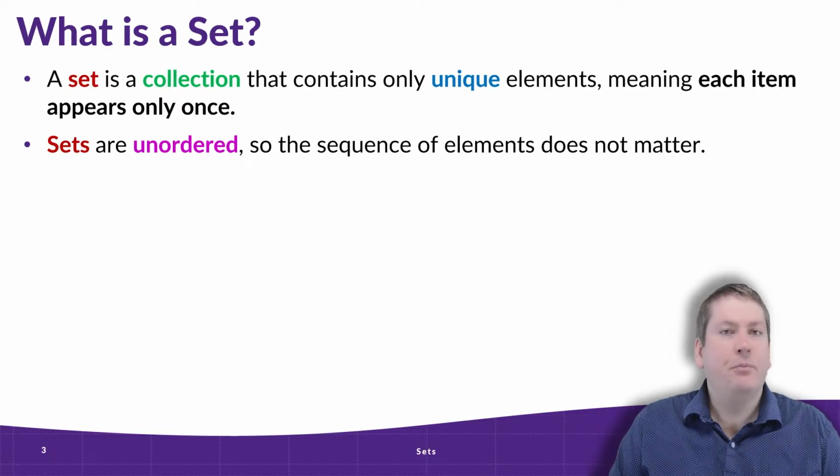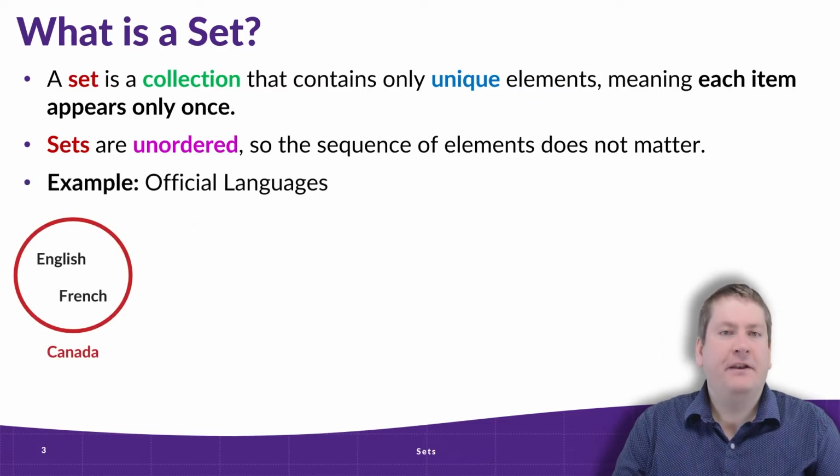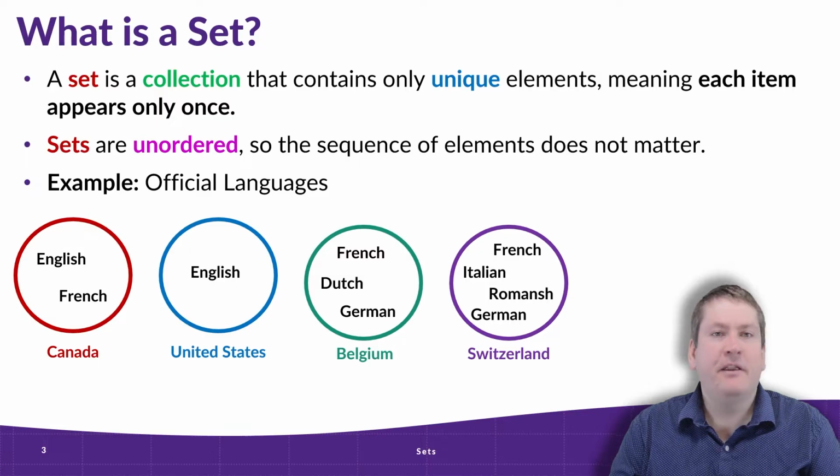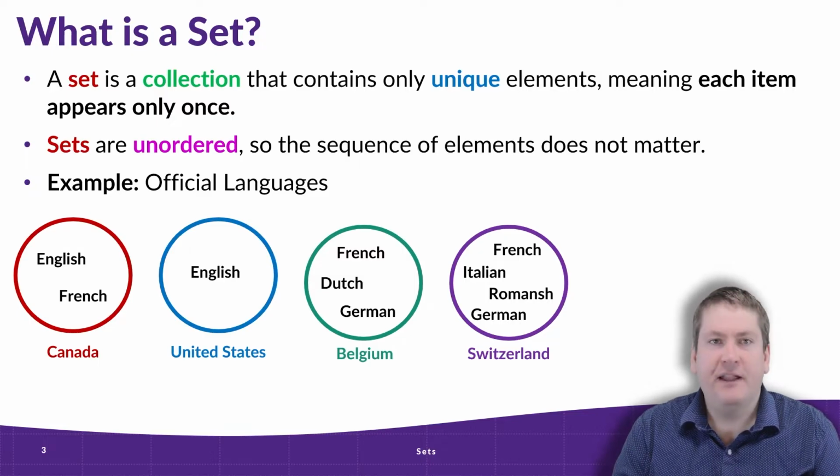The other important thing to know about sets is they are unordered. That means the sequence of elements in a set doesn't matter, and we can't refer to them by specific position indices because they don't have an order. Let's take a look at an example, and we'll use this example in some of the actual code that we're going to be using in this lecture.